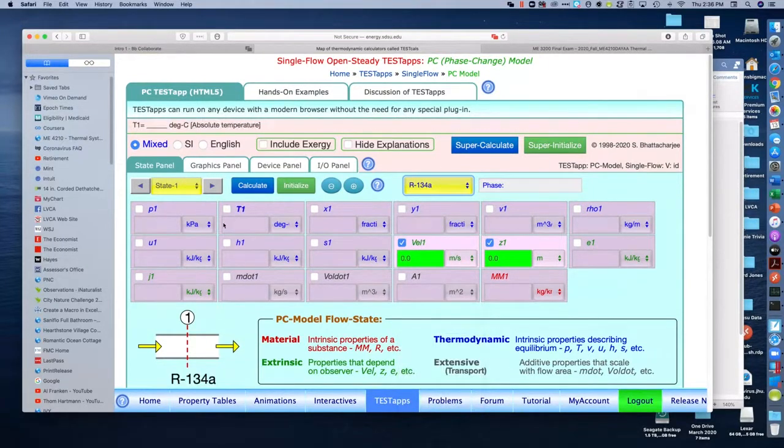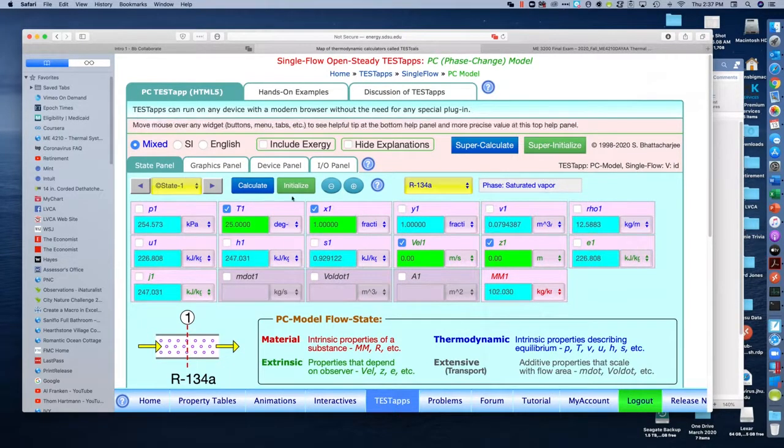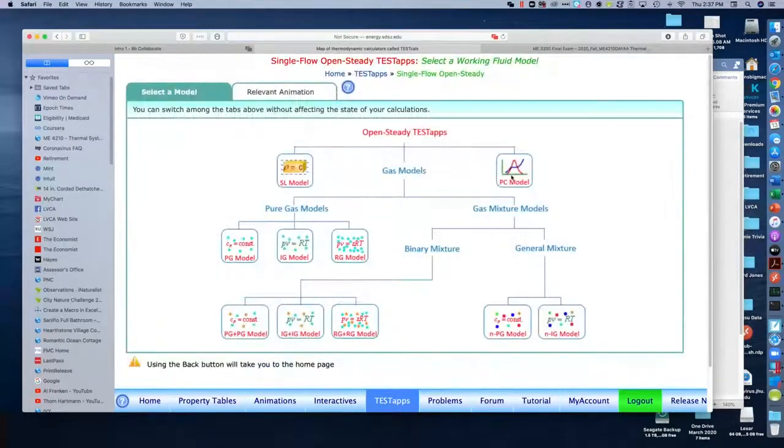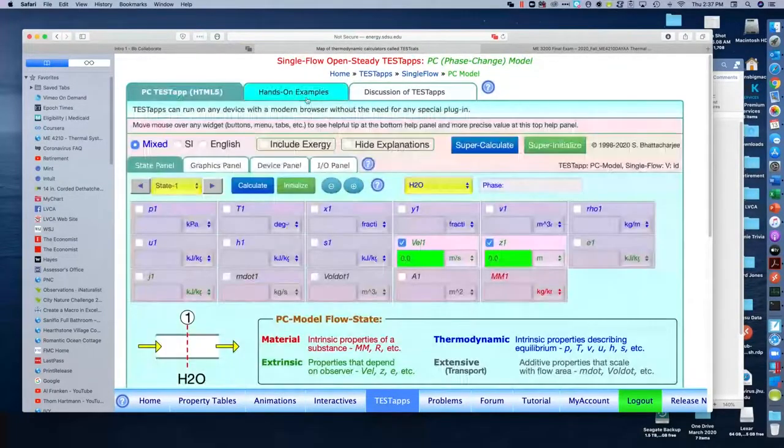I now can generate state 1. What we know about state 1 is that the temperature as given in the problem was 25 degrees Fahrenheit. And it was also a quality equal to 1. And so under that particular scenario, we see that the pressure is 254. Now what I'm going to do here is go back and restart the application. But this time I'm going to start from scratch as in English.